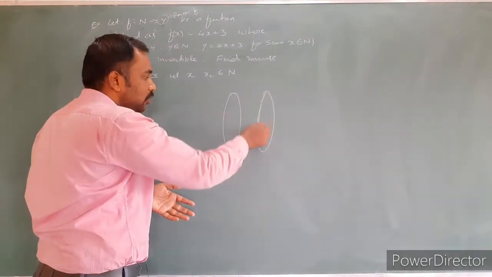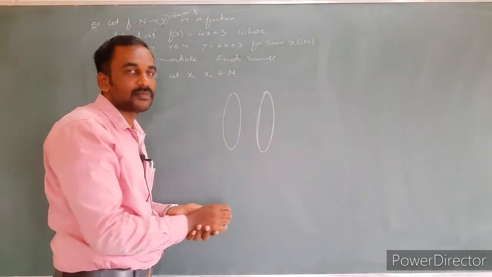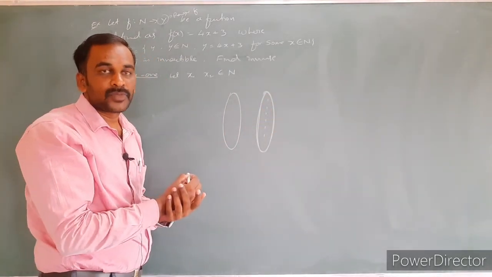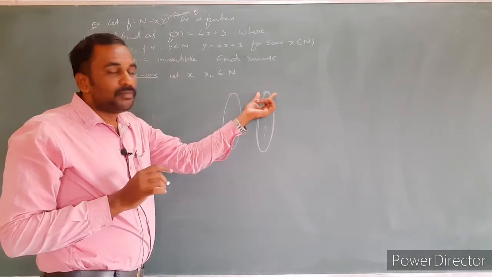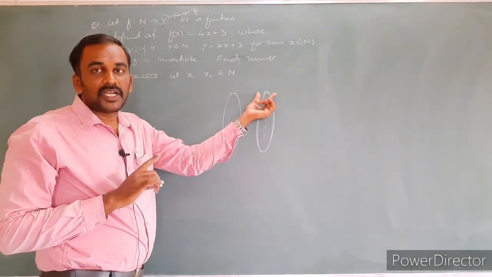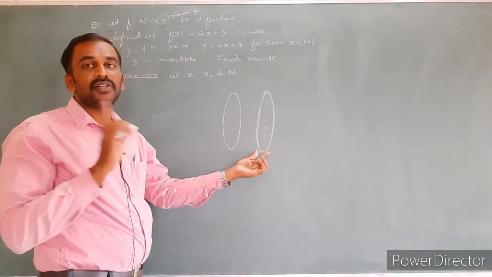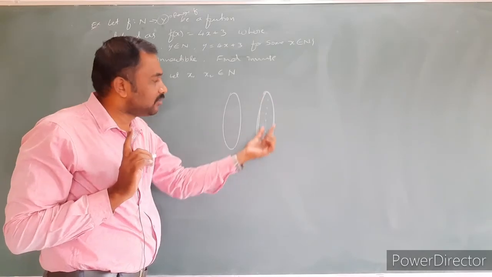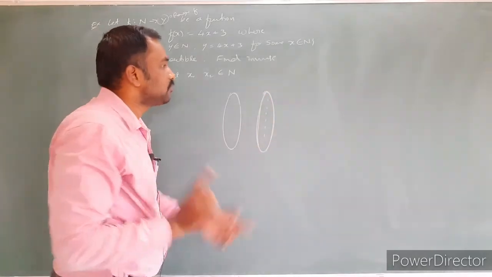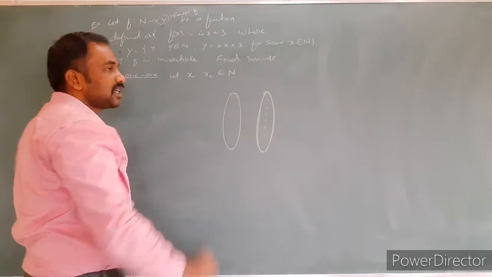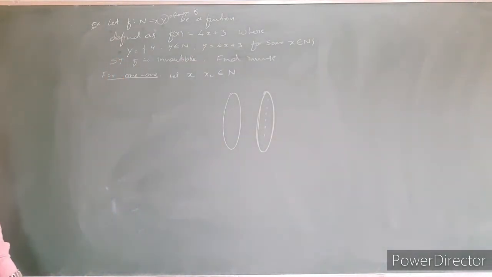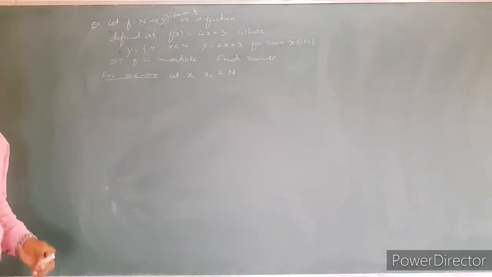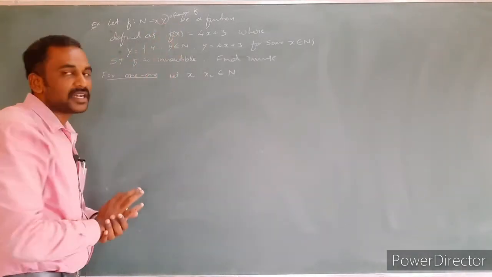Codomain means the whole set. What is the range of the function? The elements which have preimages are said to be the range. To be bijective, or to be onto, every element must have a preimage. All the elements having preimages means it is onto. Onto together with 1-1 gives bijective. That's why the range is given instead of the codomain.